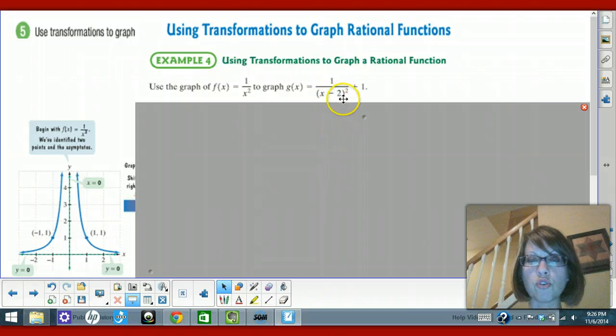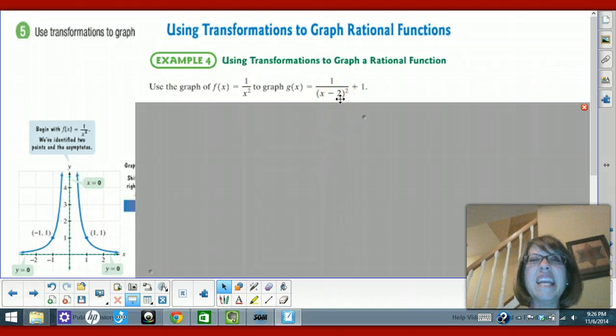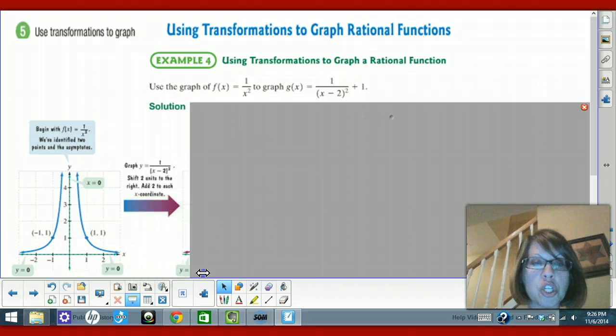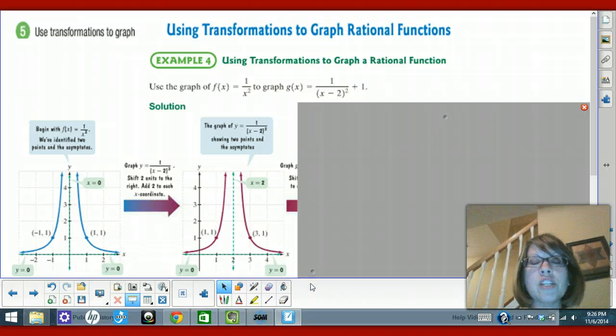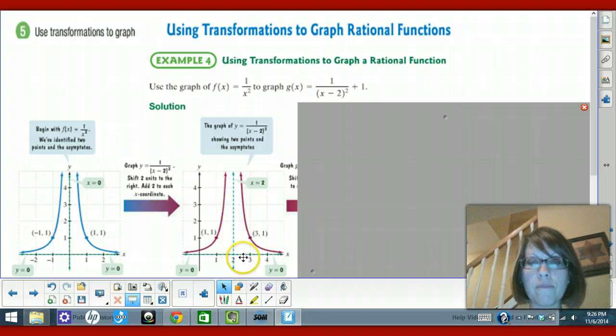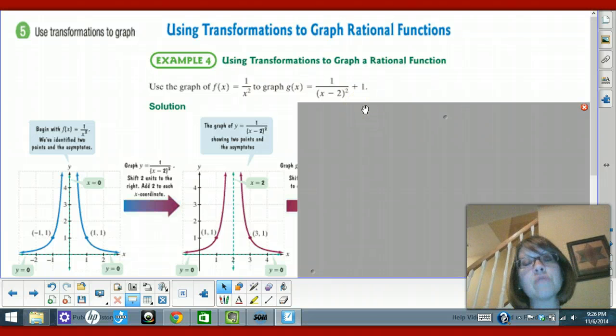Okay, so the 1 over x minus 2 squared. Notice that we are subtracting 2 inside the function. By inside the function, I mean inside the rational and inside that denominator, that squared. So the effect that that has is to shift the curve to the right 2 spaces, okay? So instead of the vertical asymptote being where x is 0, we have a vertical asymptote where x is 2.